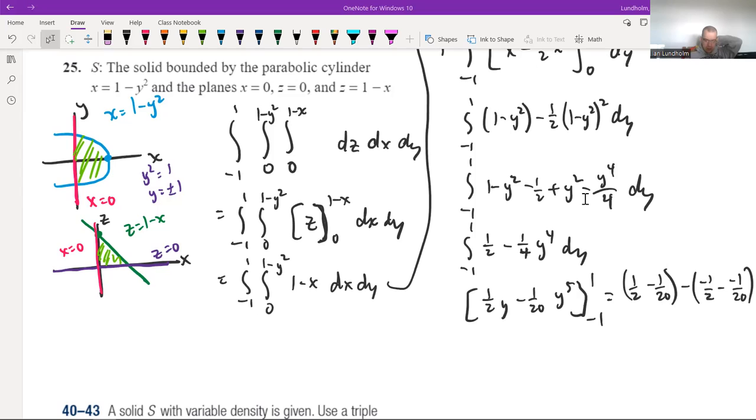Okay, so that'll be 1 minus 1/10. What did I do wrong? Right now, I've got 1 minus 1/10, but it should be 4/5 in the end, I think. Did I do something wrong up above?